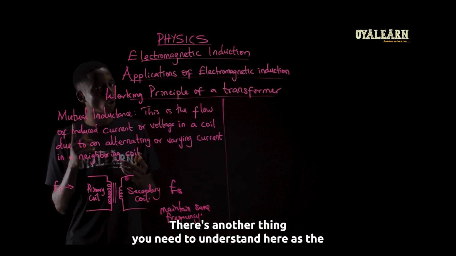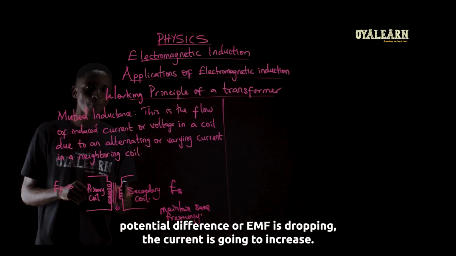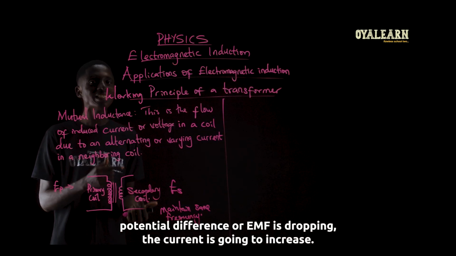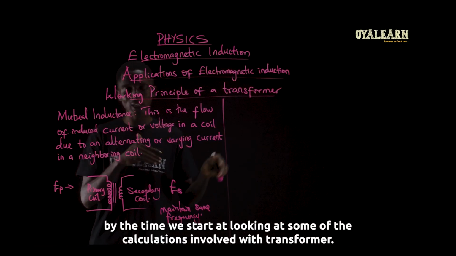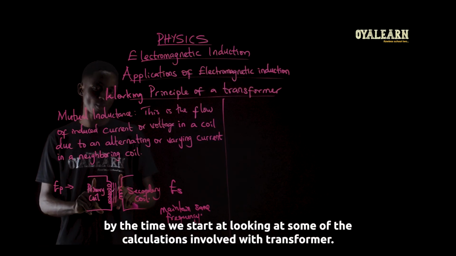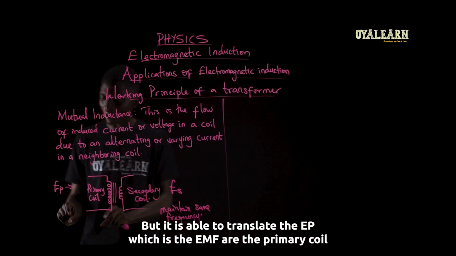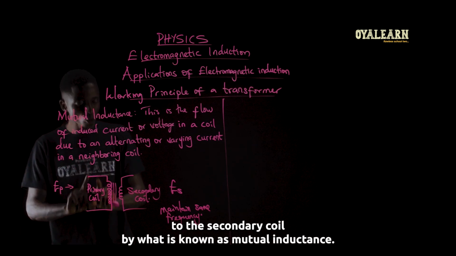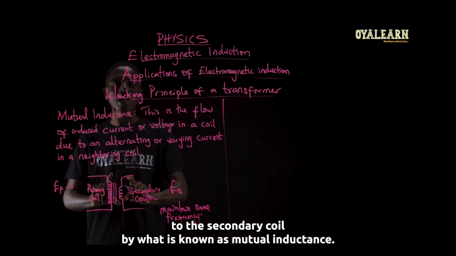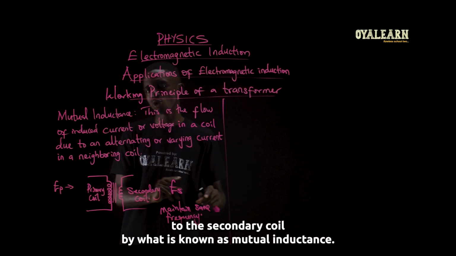There's another thing you need to understand here. As the potential difference or EMF is dropping, the current is going to increase. We're going to see all of this by the time we start looking at some of the calculations involved with transformers. But it is able to transfer the E_P, which is the EMF at the primary coil, to the secondary coil by what is known as mutual inductance.